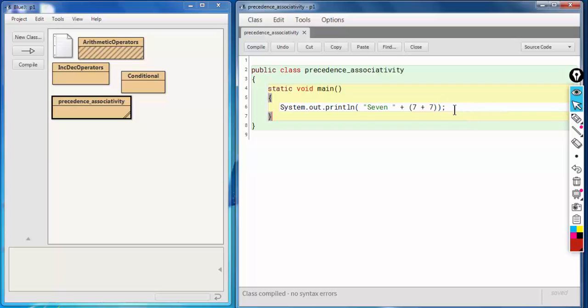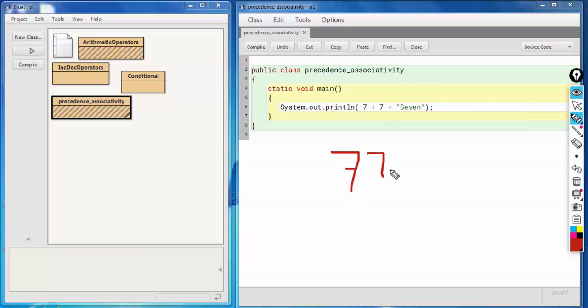Now let us reverse the scenario here. I'll write 7 plus 7 plus "7". This time I'll not be changing the priority by giving parentheses. So can you tell me what will be the output? Will it be 7 7 and "7"? Will it be this?